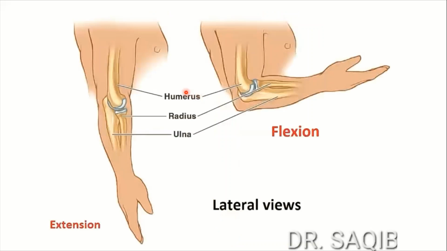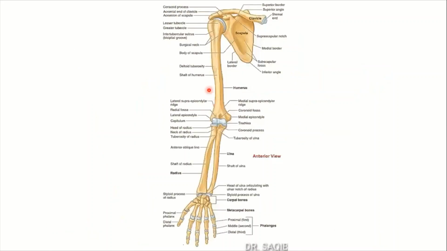So just to recapitulate, this is the humerus, and this is the radius on the lateral side, the ulna on the medial side of the forearm, and this is the joint, the elbow joint. And this is the extension of the forearm at the elbow joint, and this is the flexion. This is an overall view of the bones of the forearm, of the upper limb, and all these have been discussed. This is the last topic to be discussed by me today.